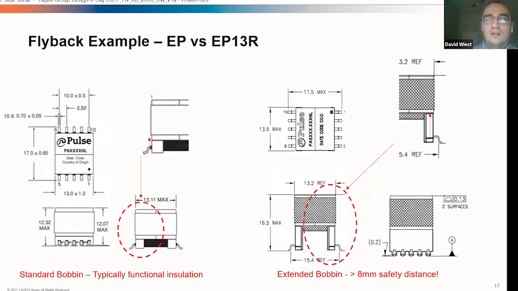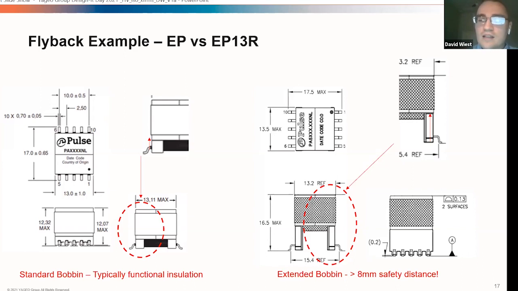And if you look at a quick example of a safety bobbin, these are the same transformer, or the same core, an EP13 core. The one on the left is the standard bobbin, usually found in a low voltage system like PoE. This is usually functional insulation using just plain enameled magnet wire. Here you can see that the core sits very close to the pins. The bobbin isn't very tall. Because of this, it's almost impossible to meet high safety distances required in today's high voltage systems.